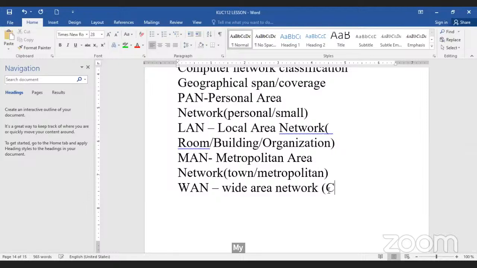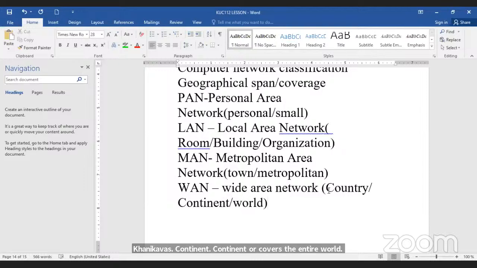Then you have a wide area network. This is a network that covers a country, a continent, or the entire world. That's called a wide area network. Wide area networks you can access from anywhere, right? If you are in Japan, you can access the Kibabi University website. So it means that the Kibabi University website is on a wide area network.